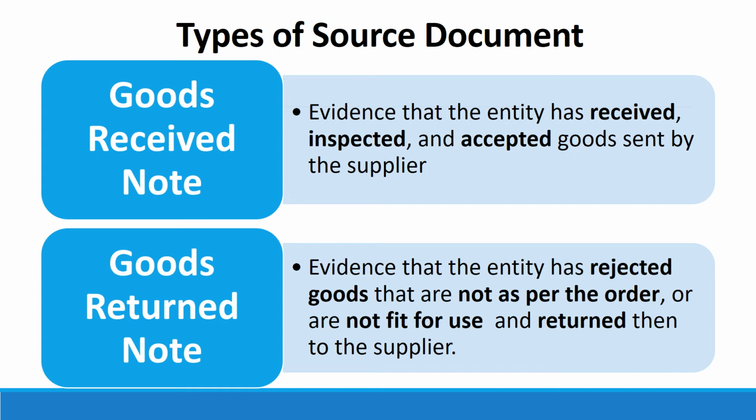Goods returned note is an evidence that the entity has rejected goods and returned them to the supplier. When an entity inspects the goods and finds that they are not as per the order or they are not fit for use, the entity rejects them and issues a goods return note to document the return.